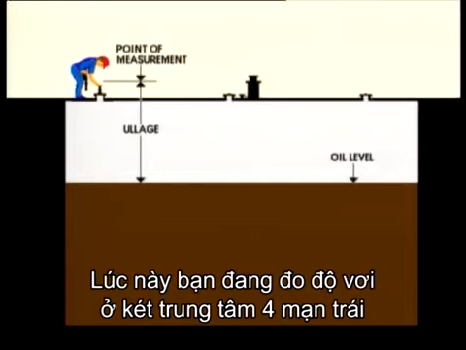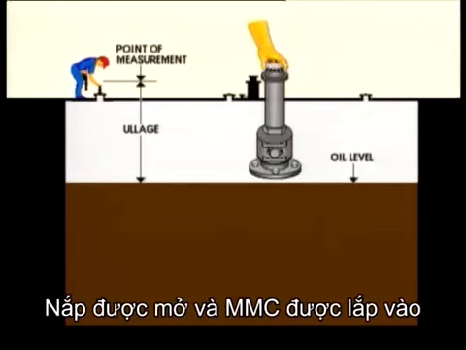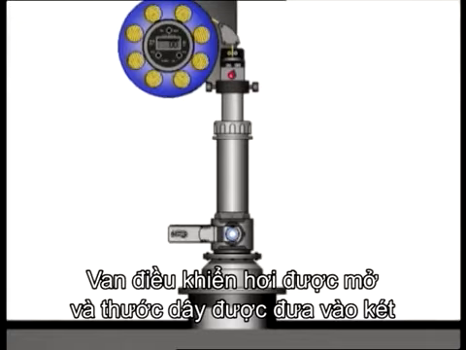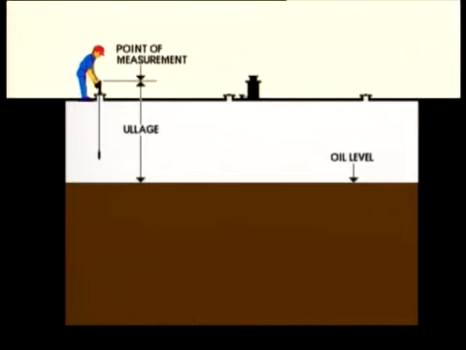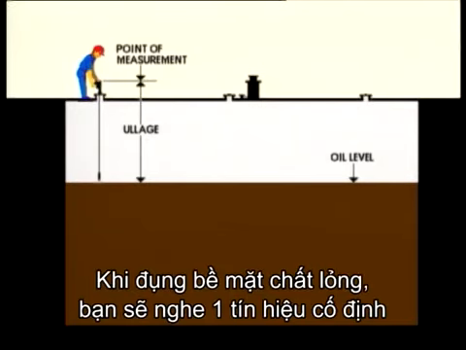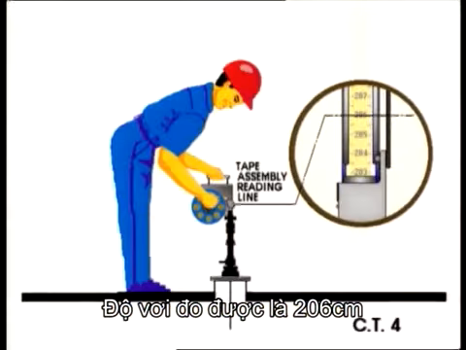Here you are taking the ullage in centre tank number 4, port side. The cap is removed and the MMC fitted. The vapour control valve is opened and the tape lowered into the tank. When the surface of the oil is reached, you will hear a steady signal. The ullage measurement is 206 centimetres.